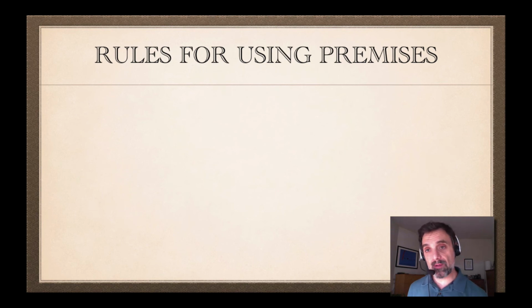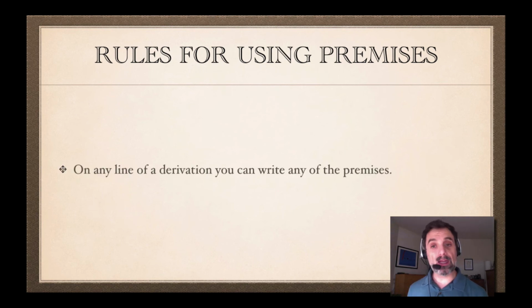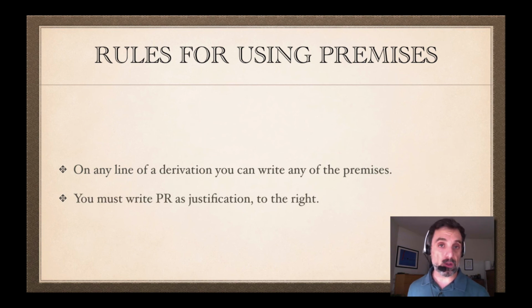So, rules for using premises, pretty straightforward. On any line of a derivation, you can write any of the premises. There's a given argument that the derivation is supposed to be a derivation of. You're saying, I'm going to do a derivation of that argument. So on any line, you can put in any of the premises. And you have to write PR as your justification, and that goes on the right. So that's how we use premises.